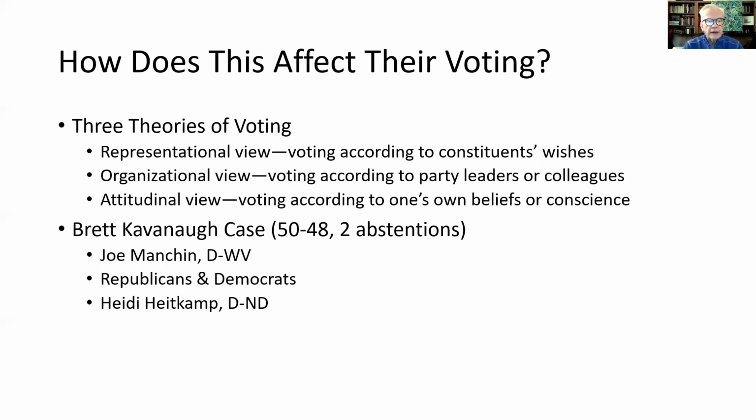Organizational view, look at the breakdown between the parties. The Republicans all voted for, Democrats all voted against, except for those 2 abstentions. And so it was clear from the proceedings leading up to the vote that the party leaders expected their parties to maintain solidarity and vote their way.